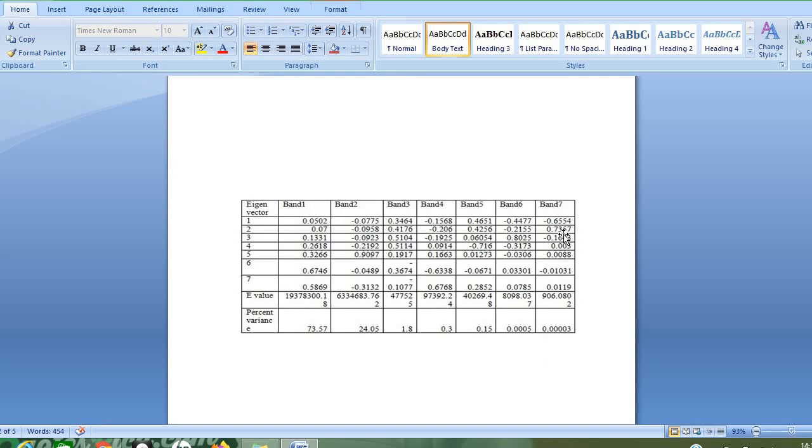I have used 7 bands. The variance present in the first PC is 73.57, the second PC is 24.05, the third PC is 1.8, whereas in the last PC it is 0.00003. Now we have come to the conclusion that a large amount of variance data is there among the 7 bands. That is the reason we need to reduce, to cut off the number of bands from 7 to whatever number of bands you want.